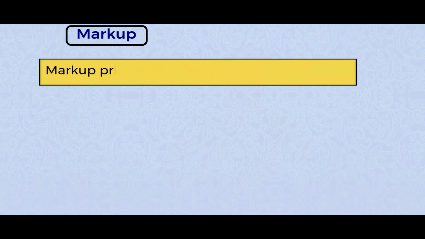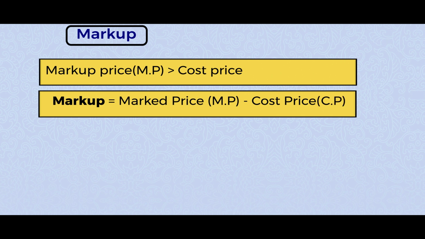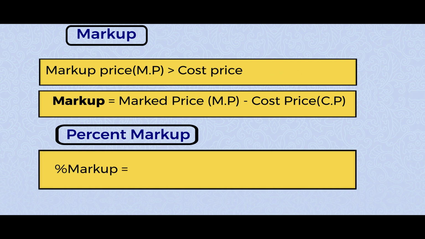For a markup, the marked price will be greater than the cost price. Cost price, you know, it is the company price. Therefore, markup is given by marked price minus the company price, or the cost price. Then similar to the discount percent, we have also a percent markup. So percent markup is given by markup over cost price times 100%.